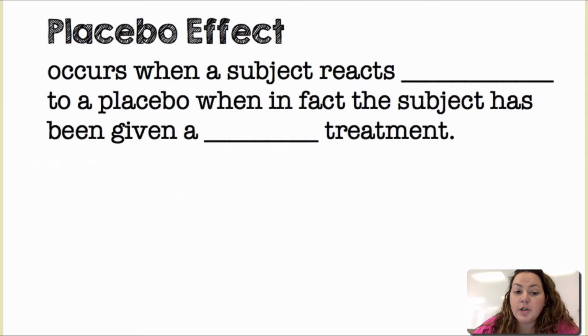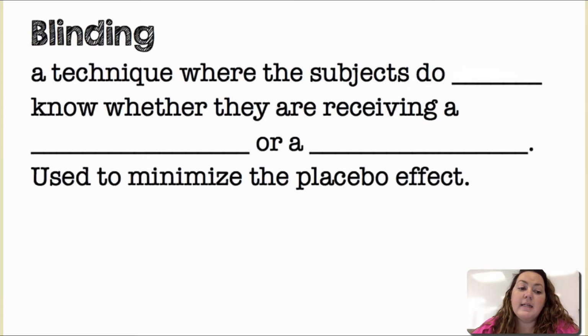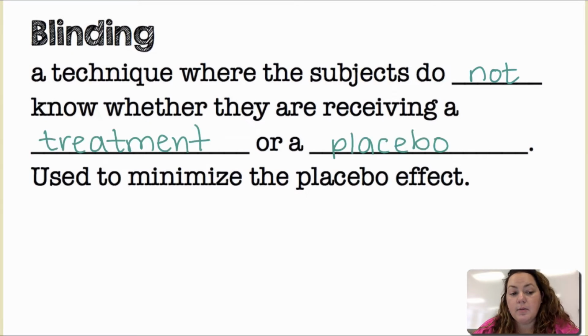The placebo effect occurs when subjects react favorably to a placebo when in fact the subject has been given a fake treatment. So when the subject actually starts improving, even though they weren't getting the real treatment, just a placebo. Blinding is a technique where the subjects do not know whether they receive a treatment or a placebo, and it's used to minimize the placebo effect. If you're going to use a placebo, you definitely want to make sure that you have some form of blinding.